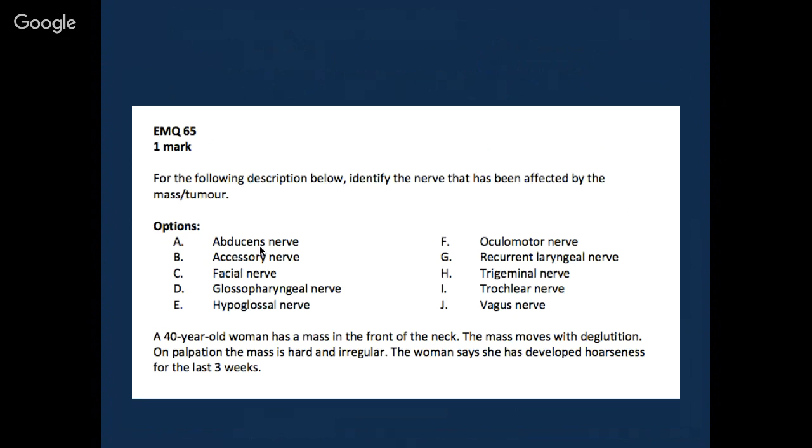3 Hertz spike and wave discharges on EEG? Perfect. All right. A 40-year-old woman has a mass in front of her neck. The mass moves on palpation, and is hard and irregular. The woman says she has developed hoarseness of voice for the last 3 weeks. Someone want to say it louder? Yep. Okay. So hoarseness of voice, mass in the thyroid, everything's pointing to the recurrent laryngeal nerve. I would memorize all of these nerves because chances are if it's going to be a nerve problem, it's going to be one of these.